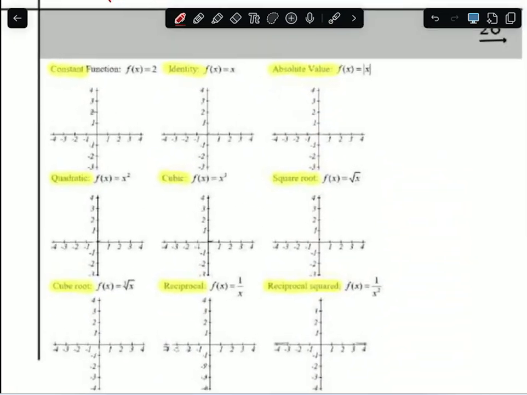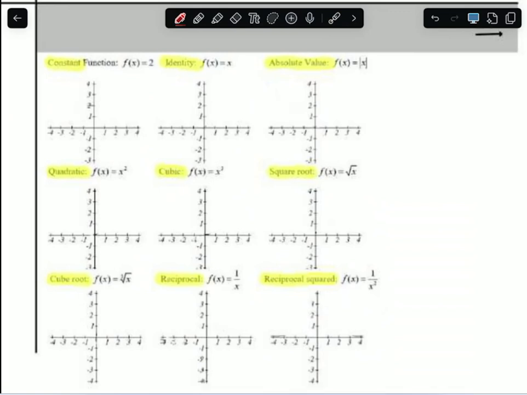So if we take a closer look at these, a constant is just a horizontal line passing through whatever the y coordinate is. In this case, it's a 2. So that is a constant function. If you look at an identity, it is a linear function. So the basic, no transformations, is just this equation y equals x. Okay? Again, this would be y equals b, some constant.